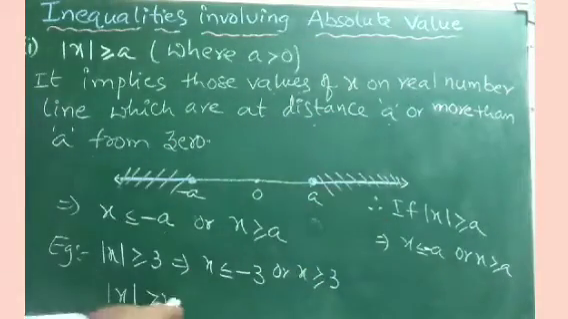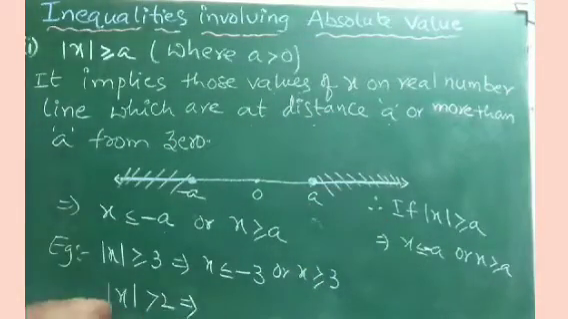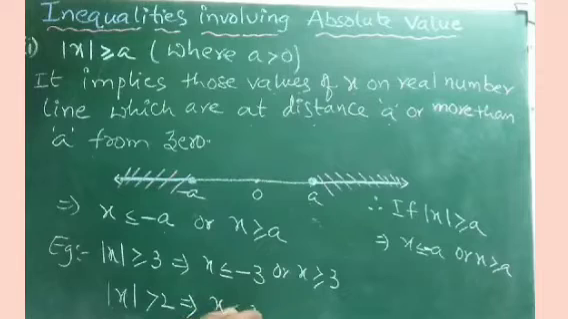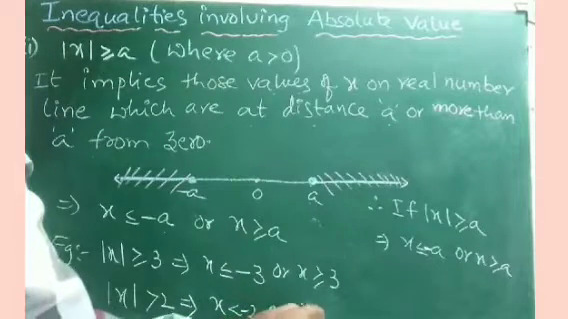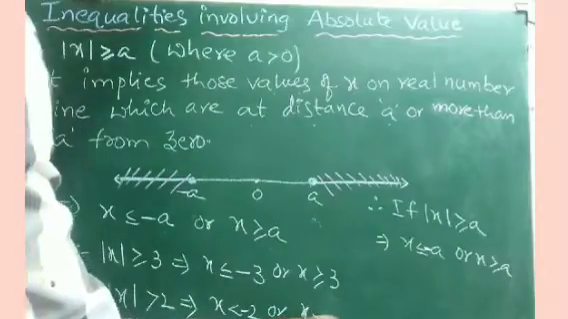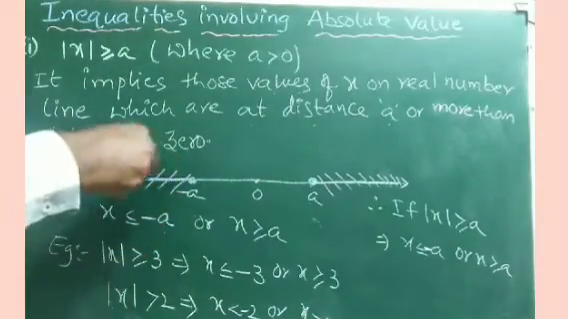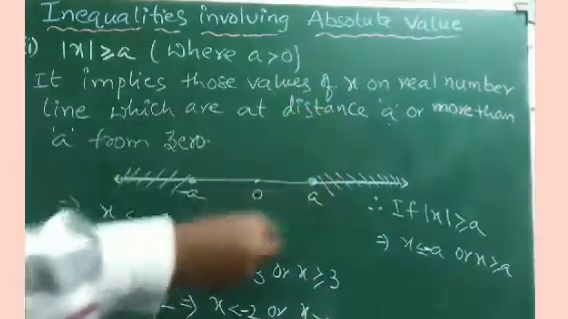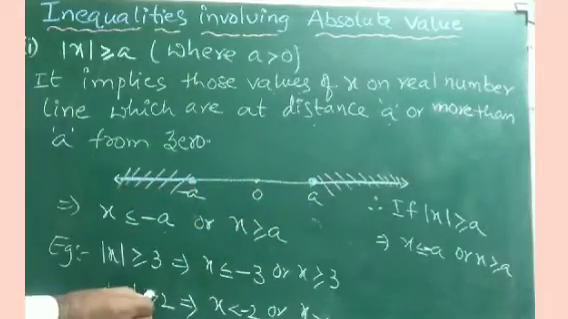to a. Similarly, can you tell me, if modulus of x is greater than 2, then we can say that x is less than minus 2 or x is greater than 2. This time we don't have equal to, we have only greater than. Less than minus 2 and greater than 2 are not included in this case because it is only greater than.